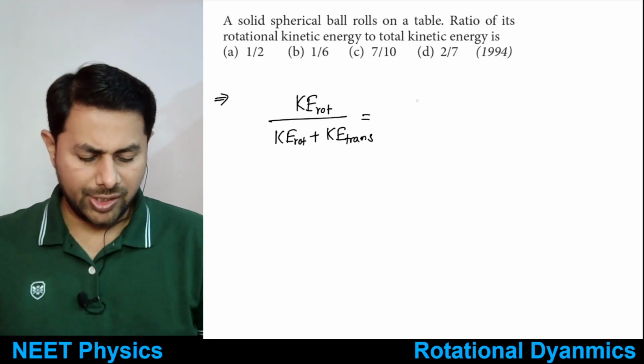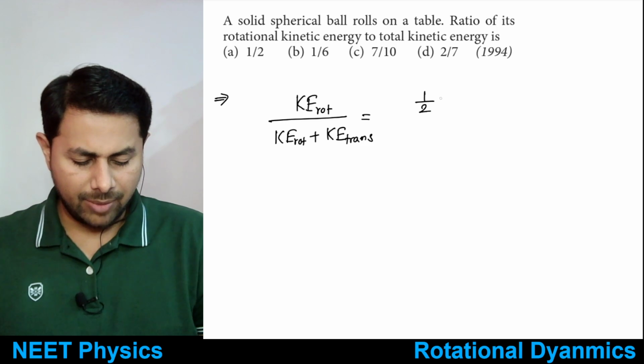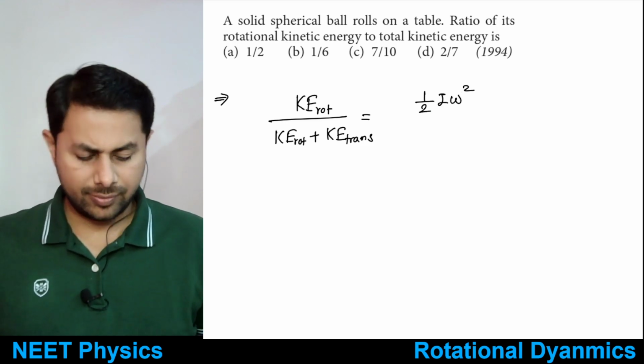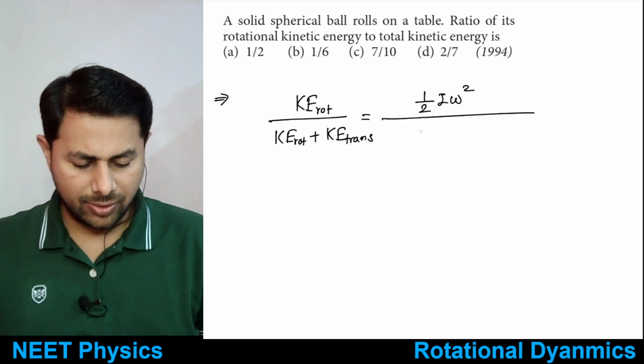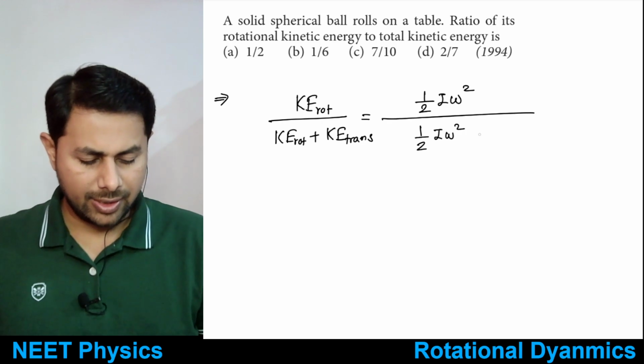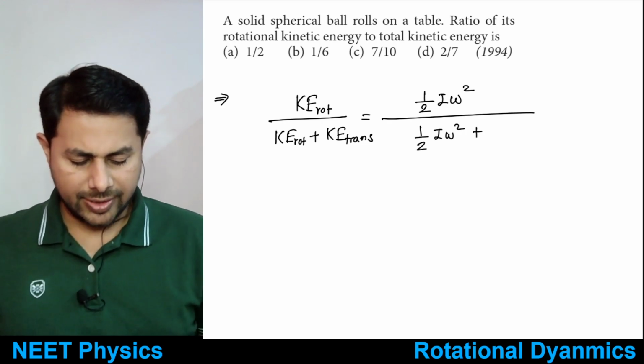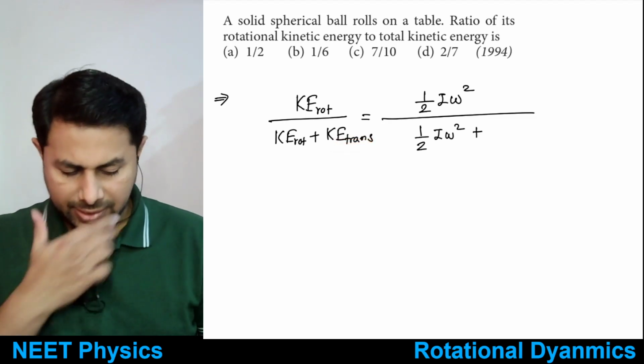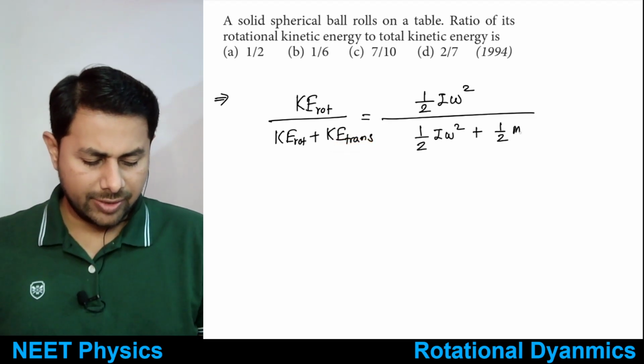See, KE rotational will be half of I omega square, divided by half of I omega square, the rotational part, plus translational kinetic energy. What is translational kinetic energy? You can say it is half of m v square.